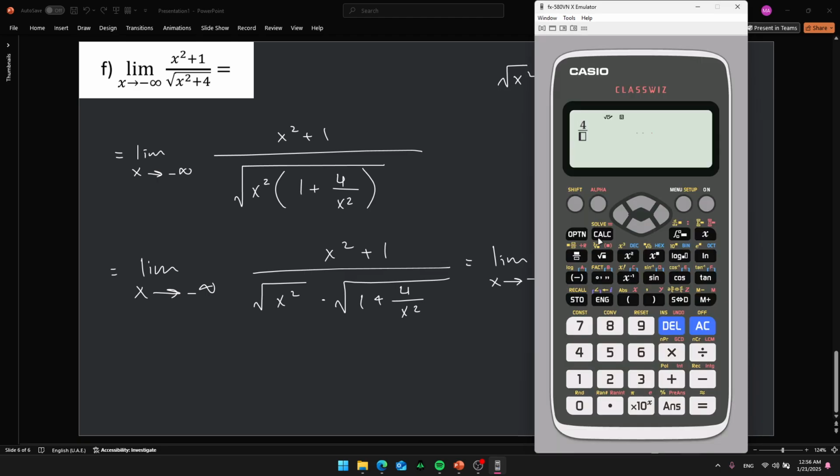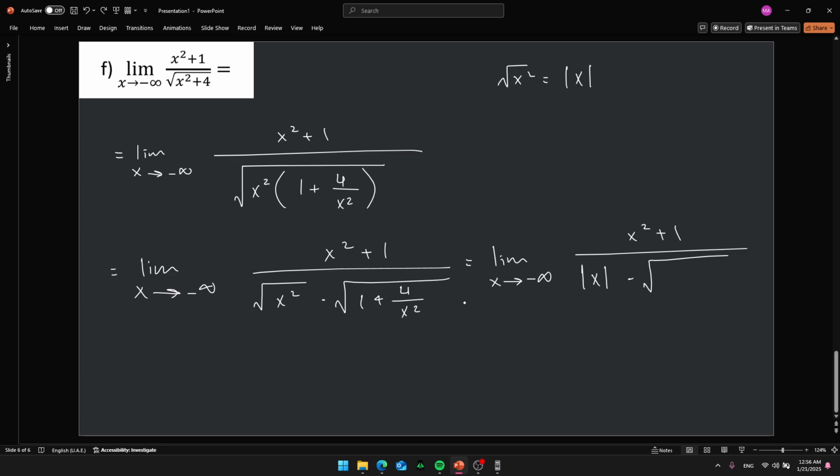So let's try it out. 4 over negative 10 to the power of 9, we'll get 0. So this part right here equals 0 when x approaches negative infinity. So 1 plus this part equals 1 plus 0 when x approaches negative infinity.